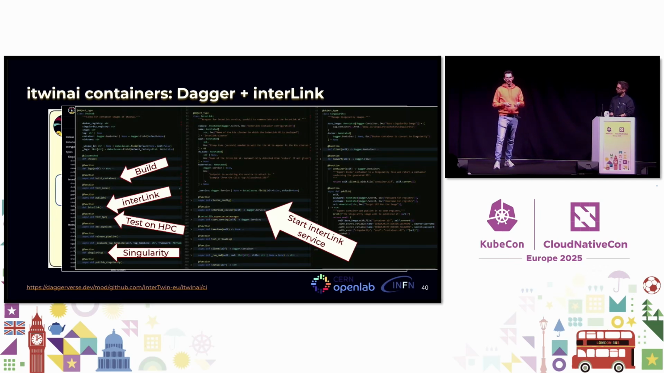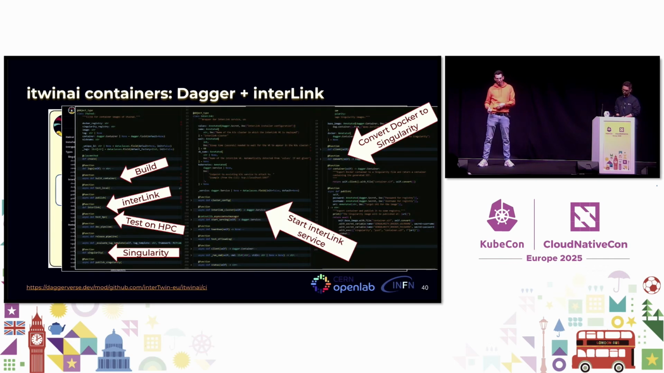type, which allows us to bootstrap the interLink service. And the last one is the Singularity type, which allows us to convert the Docker container to a Singularity image.